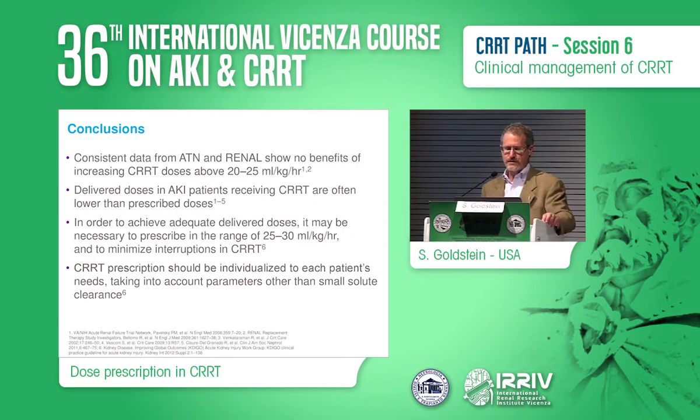So in conclusion, consistent data from the ATN and renal trials show no benefit of increasing doses above 20 to 25 mLs per kilo per hour. Dr. Polevsky will show you that delivered doses in AKI may often be lower than prescribed doses, and so you should measure this. In order to achieve an adequate delivered dose, therefore, it may be necessary to prescribe in the range of 25 to 30 mLs per kilo per hour to minimize interruptions in CRRT.